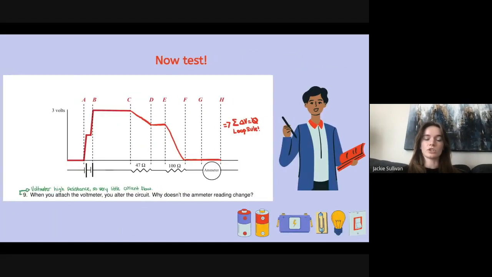Next, I wanted to show this little graph that shows how voltage changes throughout the circuit. And I also said that the voltmeter is high resistance, so there's very little current flow. I also said that in a total loop the change of potential would be 0 because this is the loop rule, and this is also shown by the graph.